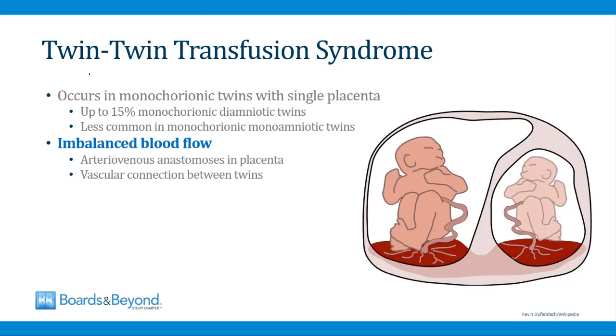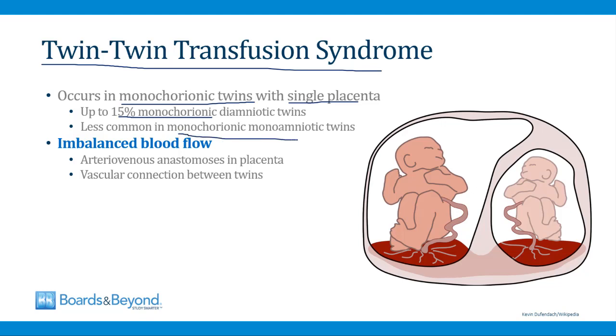There's one special risk associated with twin pregnancies, and that's known as the twin-twin transfusion syndrome. This occurs in monochorionic twin pregnancies with a single shared placenta. It happens in up to 15% of monochorionic diamniotic twins. It's less common with monochorionic monoamniotic twins. And the problem in twin-twin transfusion syndrome is imbalanced blood flow.